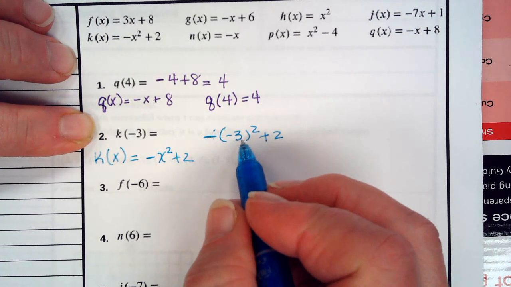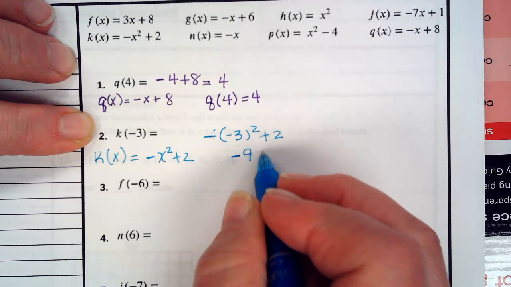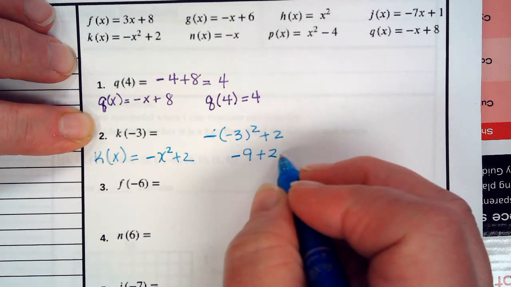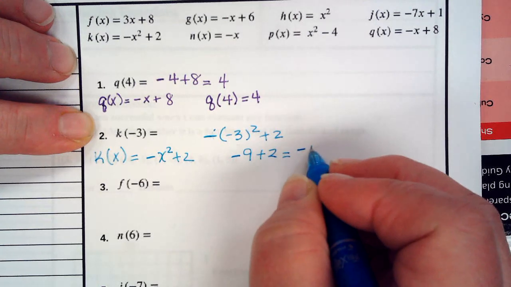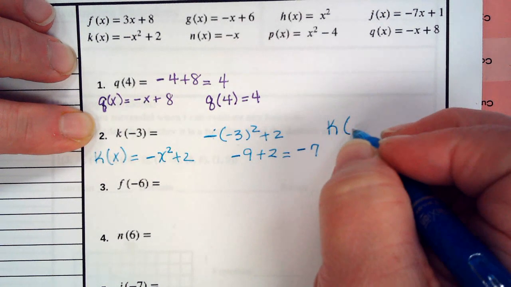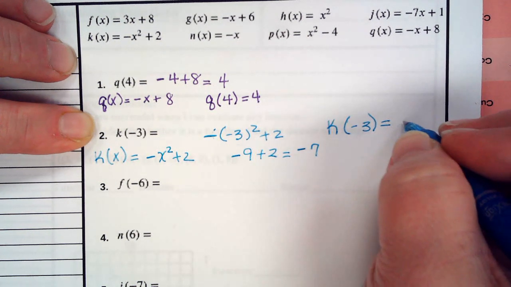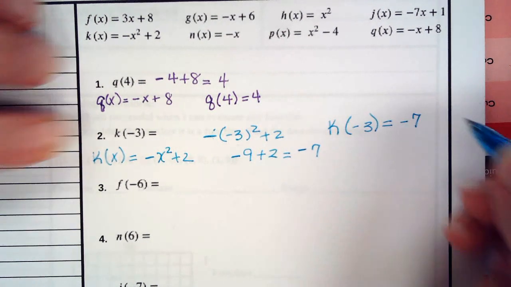Negative 3 squared is 9. The opposite of 9 is negative 9 plus 2, and I end up with negative 7. So when I take my function k and in place of x I put negative 3, my output is negative 7.